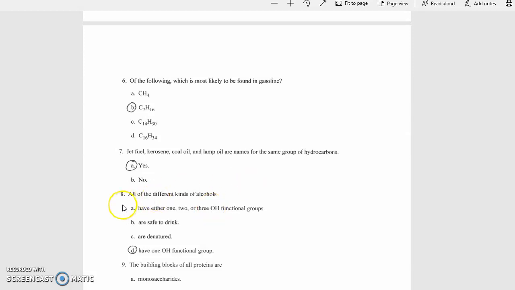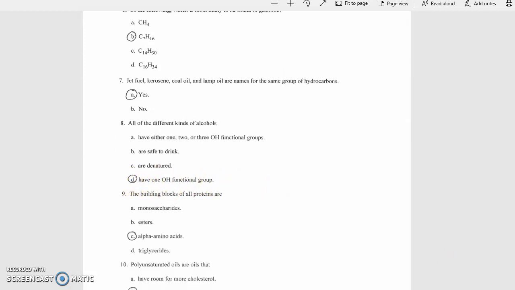Okay, continuing on. Number 8, all the different kinds of alcohols have one OH functional group. If they have 2 or 3, they are called glycols or something else. But for an alcohol, it only has one OH functional group. Okay, some of you messed up on that one.